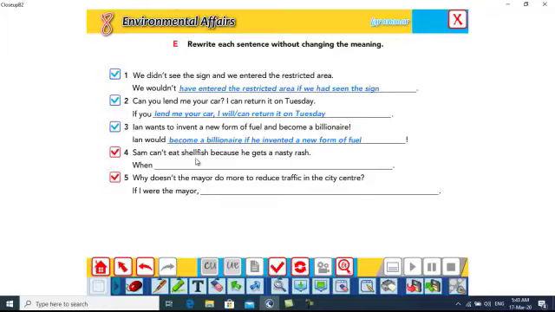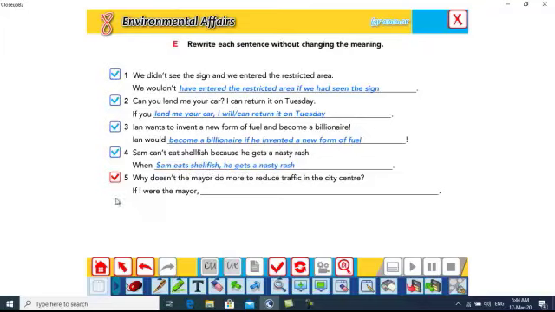Sam can't eat shellfish because he gets a nasty rash. A rash is a kind of disease that makes your skin red. You know that? This is called a rash. Sam can't eat shellfish because he gets a nasty rash. You will discover that this is something that usually happens. When he eats this, he gets this. So the answer must be zero conditional, and as I told you before, we can use when instead of if, and the answer will be: when Sam eats shellfish, he gets a nasty rash.